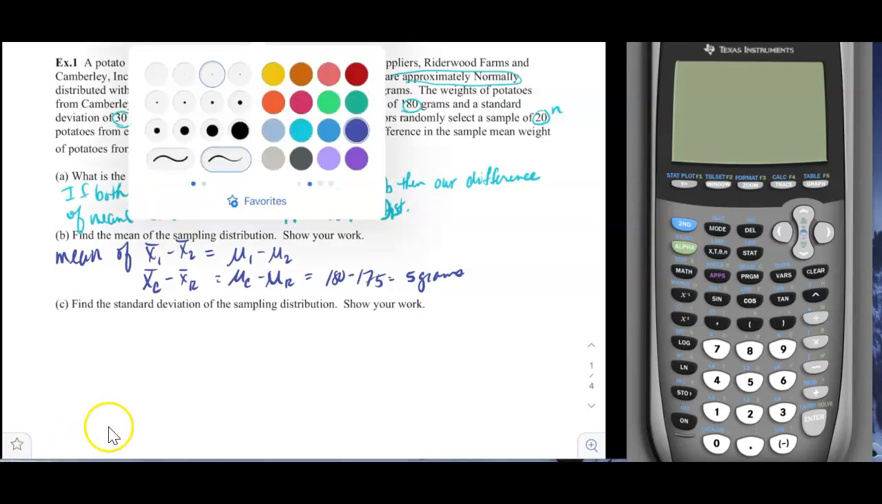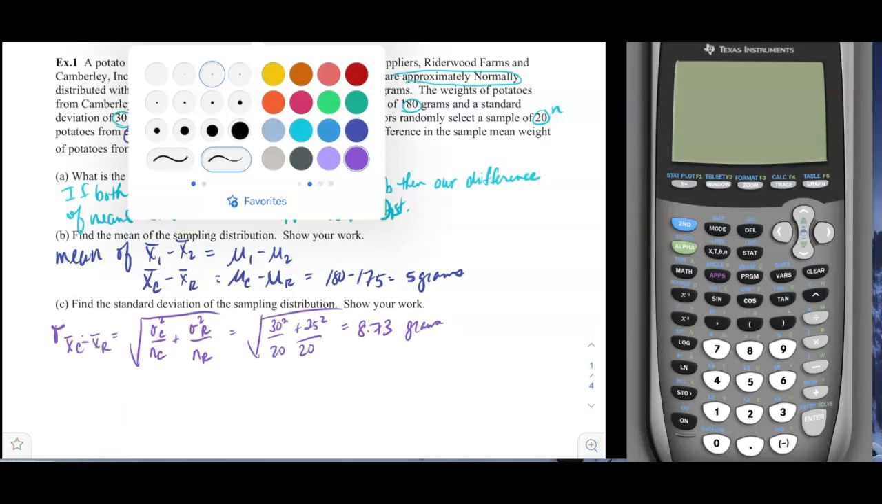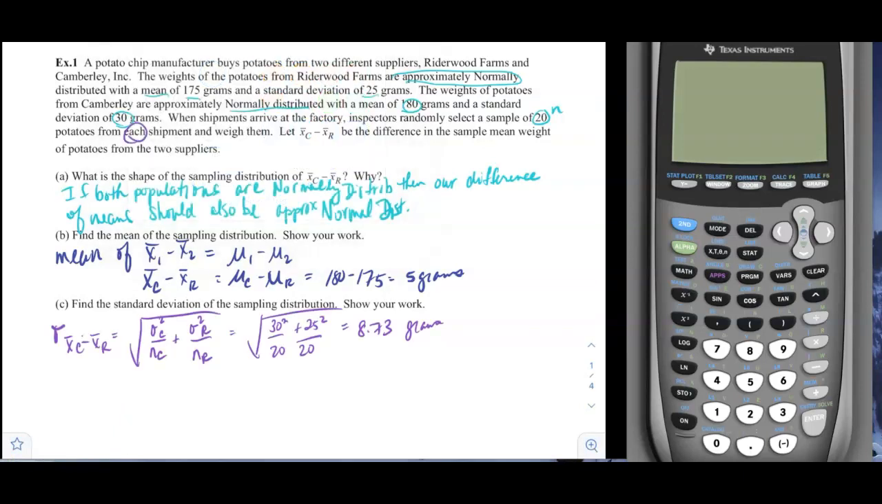So let's go and write our formula first. All right, so because they gave us sigma, right, we're going to use that. We're going to keep the same subtraction. And remember, our normal formula for standard deviation for a mean of something is usually just the sigma over the square root of the count, right? But we're going to have to add them together, which means I'm going to have to square them first, then add them together, then take their square root. So that's why there's a square root now around the whole thing. Plugged in our numbers, remember that they did a sample of 20 from each shipment, and we get 8.73 grams.